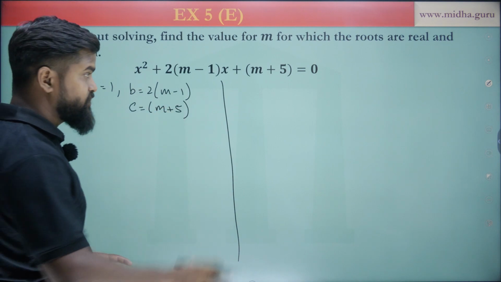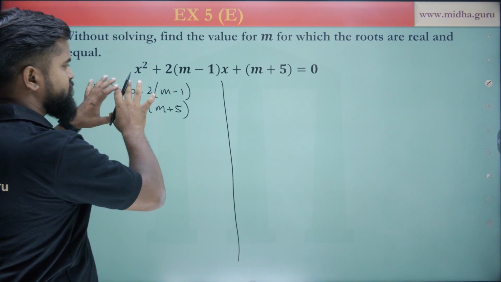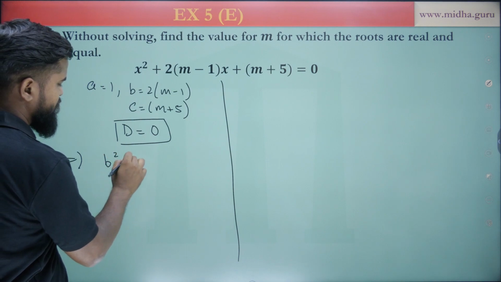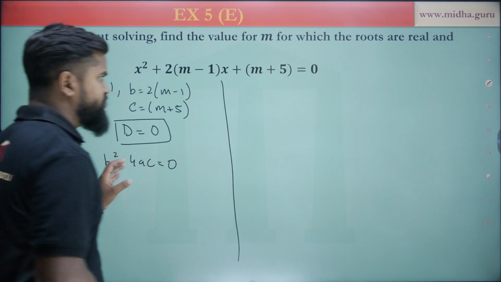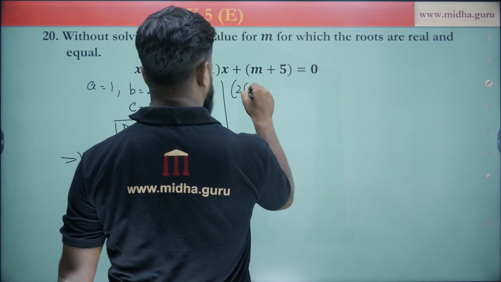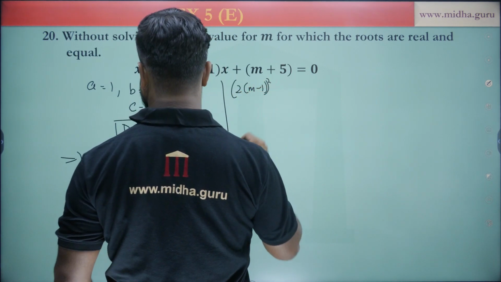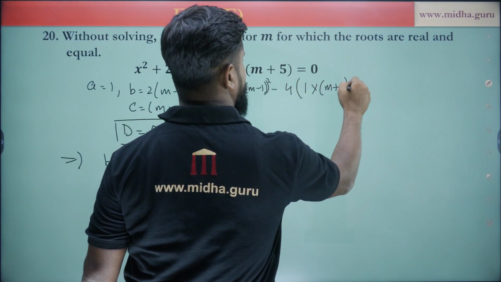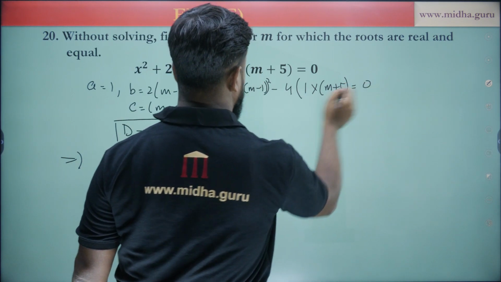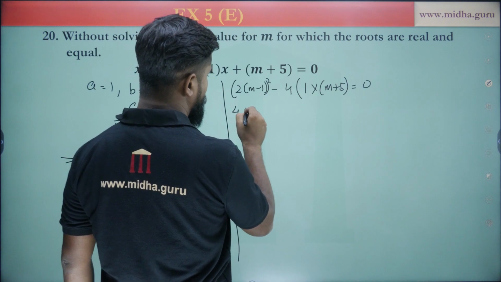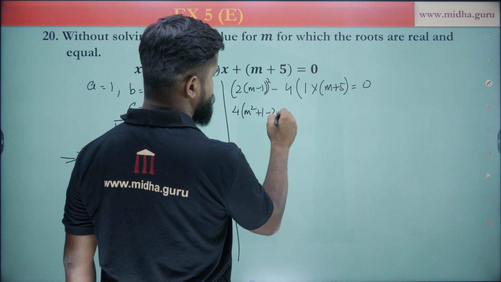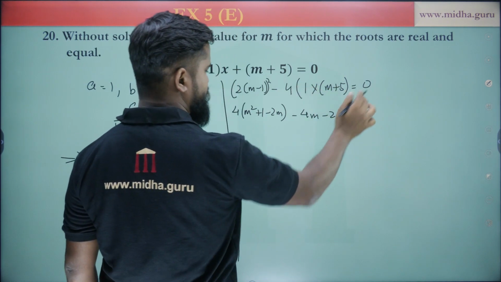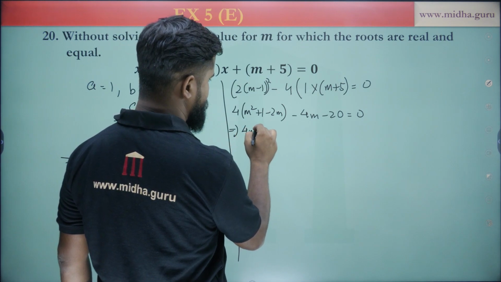Now the condition for this equation to have equal roots is that the discriminant must be equal to 0. So we'll substitute the value of the discriminant, that is b square minus 4ac. So now I'm going to substitute all the values up here. So it becomes 2 into (m minus 1) whole squared, right, because of b square, minus 4 into 1 into (m plus 5). Now this discriminant must be equal to 0. So we get from here 4 times (m square plus 1 minus 2m) minus 4m minus 20. Since 4 into m is 4m and 20. Now we have 4m squared.